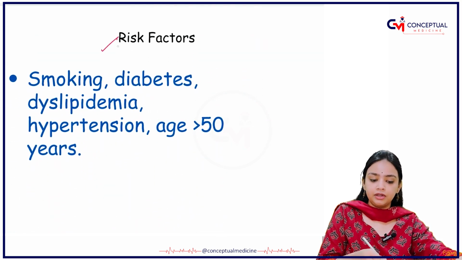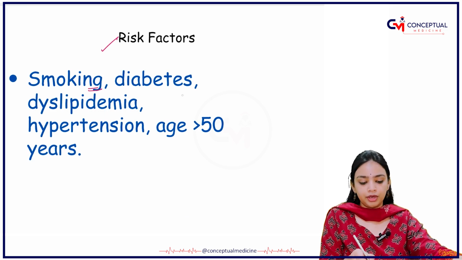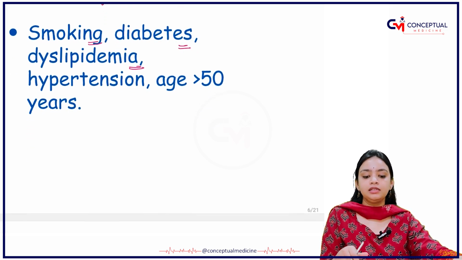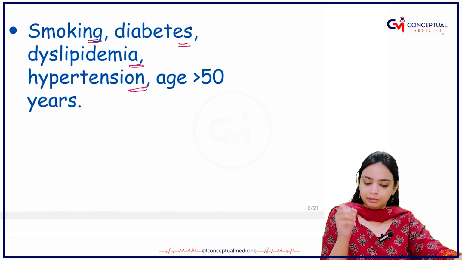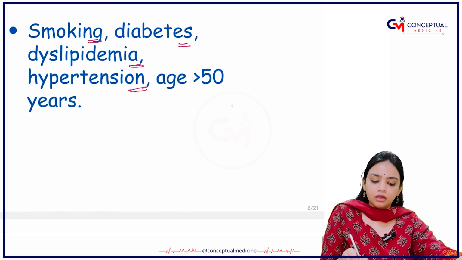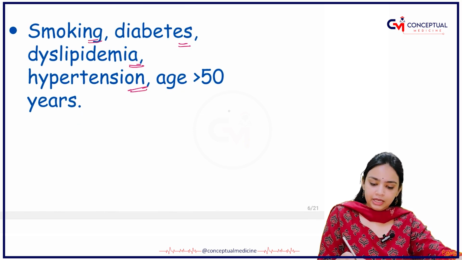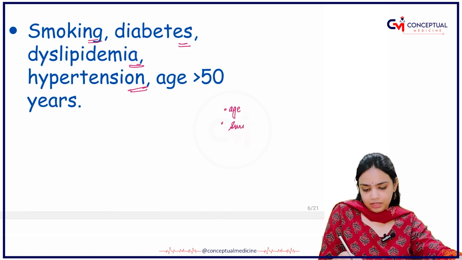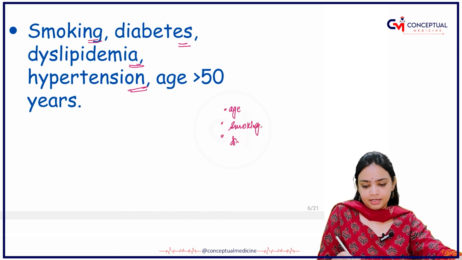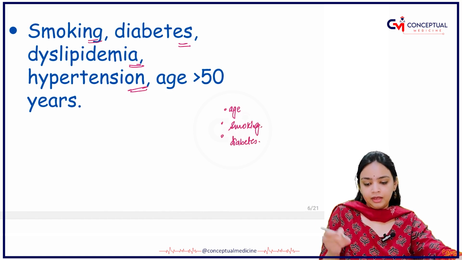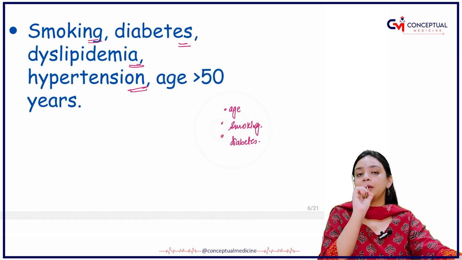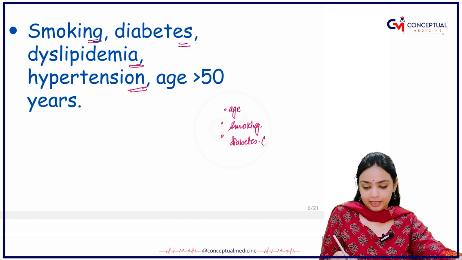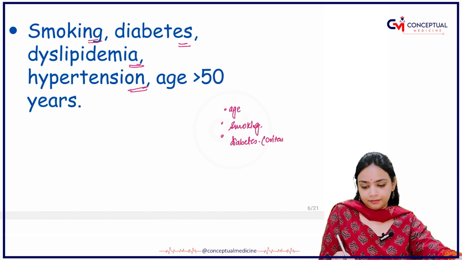What are the risk factors? The risk factors you have are smoking, diabetes, dyslipidemia, hypertension, and people who are at the age of more than or equal to 50 years. So age is a risk factor. Then we have seen smoking is a risk factor. Diabetes is a risk factor. And whenever we are talking about diabetes, you have to revise the diabetes criteria.